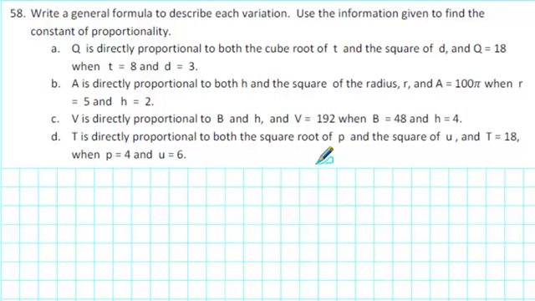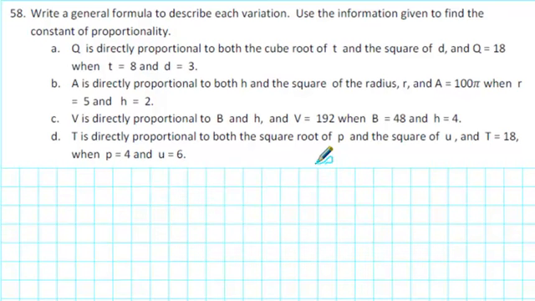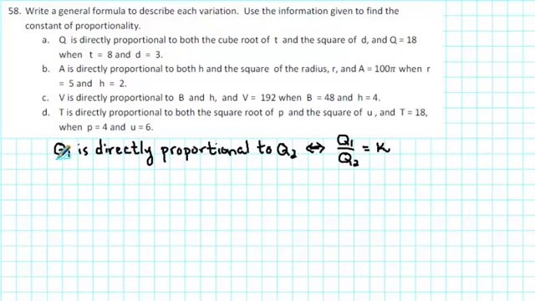What the author is really trying to say is that Q is directly proportional to the product of the cube root of t and the square of d. So what we need to do is to recall what it means for two quantities to be proportional to one another. What it means is that if we take one quantity and we divide it by the second quantity, then that ratio is always constant. So if one quantity, Q1, is directly proportional to another quantity, Q2, then the ratio of those two quantities, Q1 divided by Q2, will be equal to the constant of proportionality, which I've denoted with the letter K.